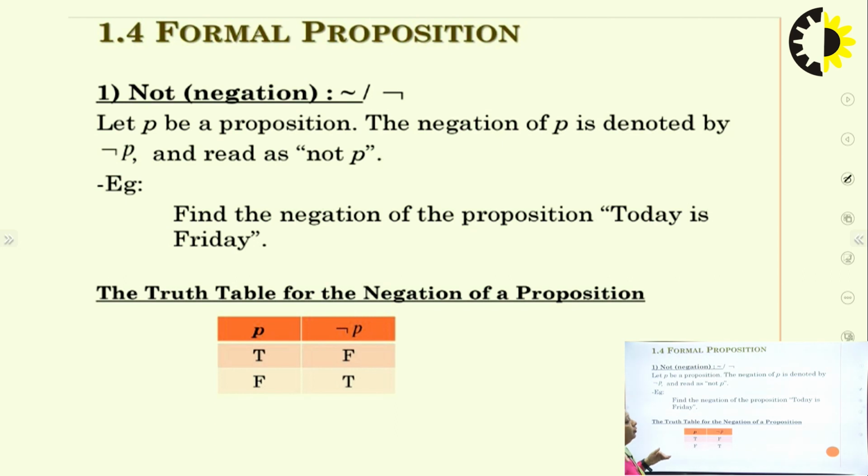Now the truth table for the negation of a proposition: whenever you have a proposition whose value is true, we will negate it by making its value false, and if the value of the proposition is false, then it will become true. Looking at the truth table, we can have two inputs, either true or false. For true, the negation will give me false, and for false, the negation will give me true.